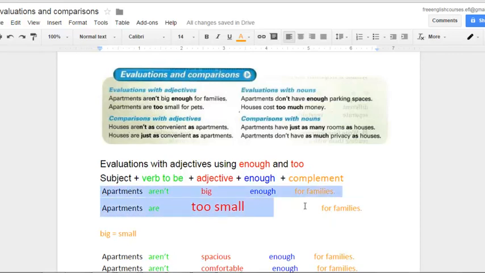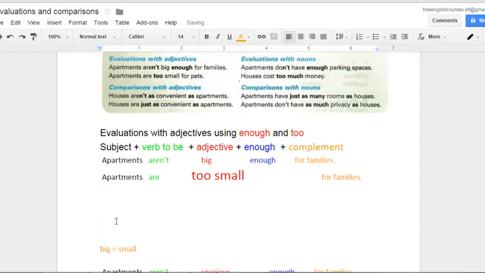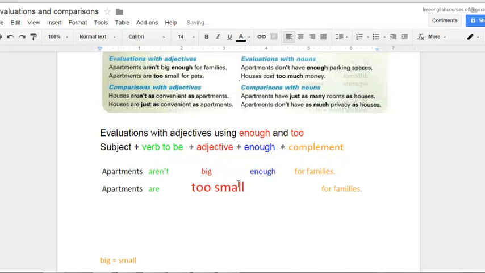What I want you to notice is that these two sentences, these two evaluations, are the same thing. The only thing is that I'm expressing them in different ways.